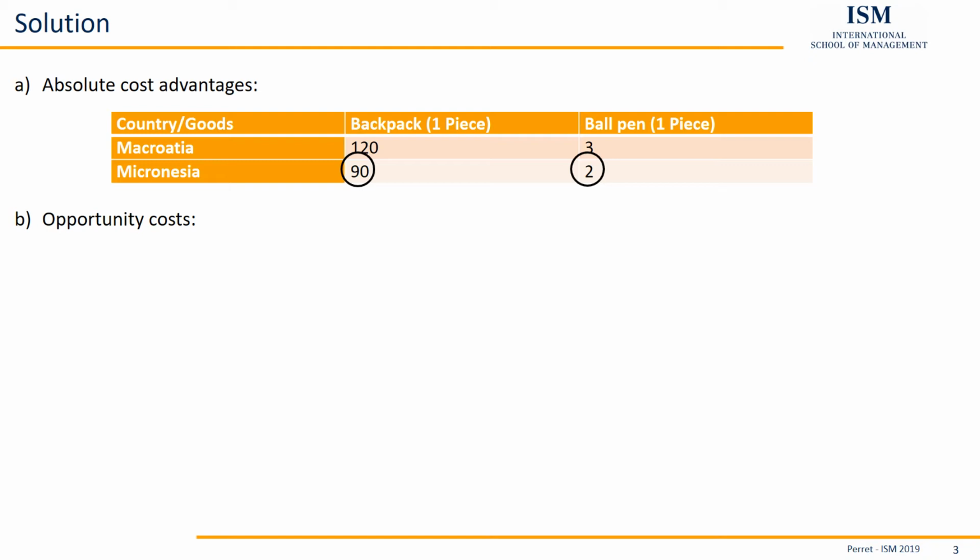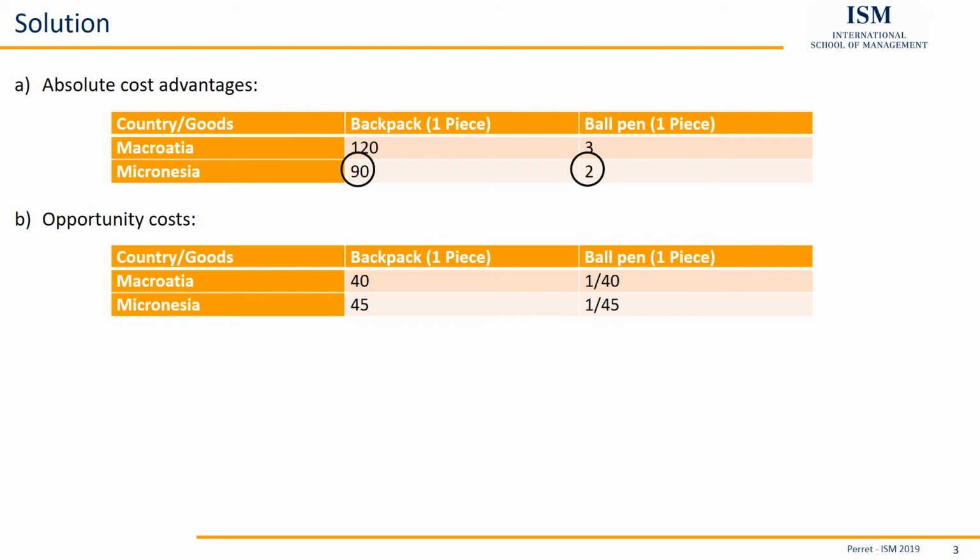Well, this means that for each country and each good, we divide by the time for the other good. So if we have the backpacks in Croatia, we have 120 minutes, and we divide this by the 3 minutes for the ballpoint pens. On the other side, if we consider the opportunity cost for the ballpoint pens, we divide the 3 by the 120 for the backpacks. We're doing this for Croatia and for Micronesia.